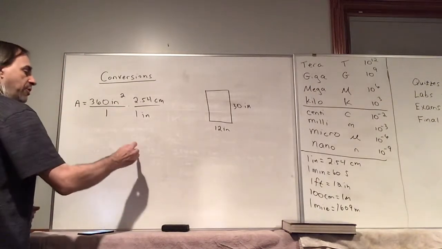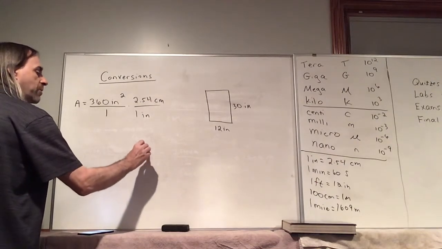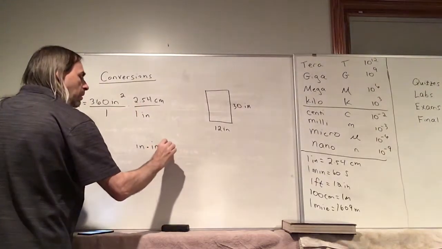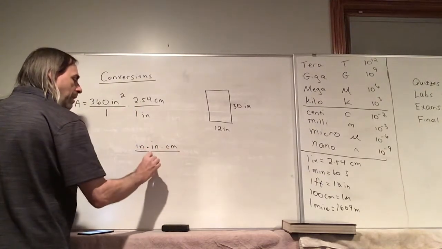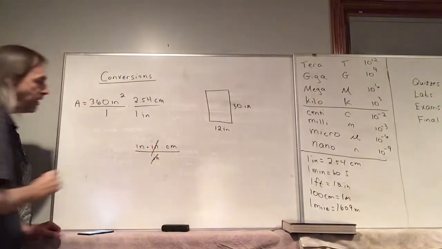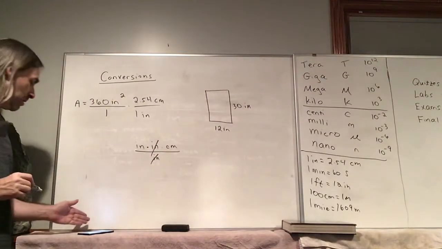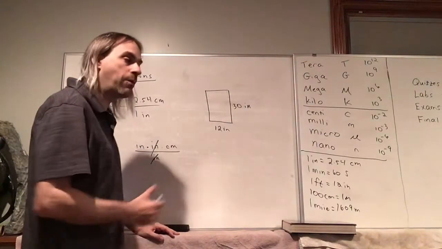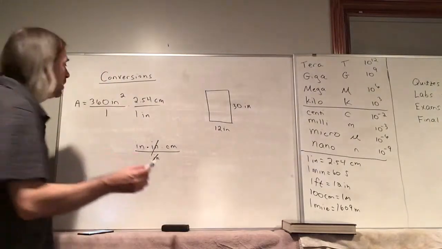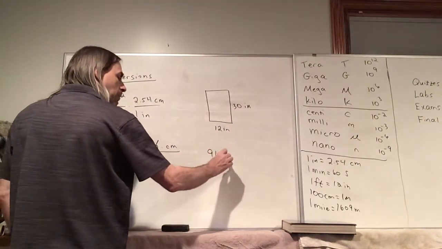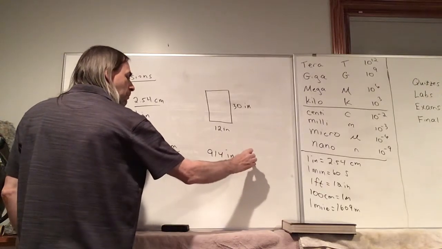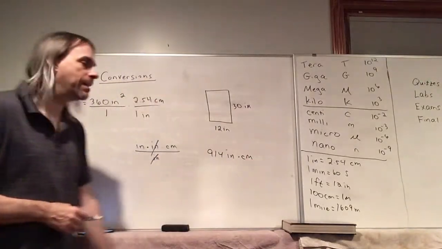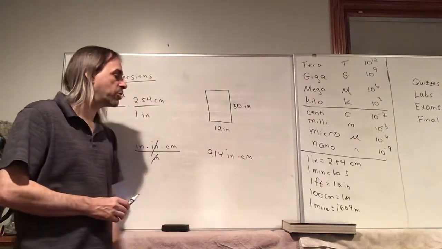So if we do this calculation, if we look at the units, what we have are inches squared. You can write it like this: inches times centimeters divided by inches. So the units we get, we have an area of 914 inches times centimeters. Now that is correct, it's just not what I was asking for. I mean, if you wrote this down, that is the area, 914 inches times centimeters, but the question was asking centimeters squared.